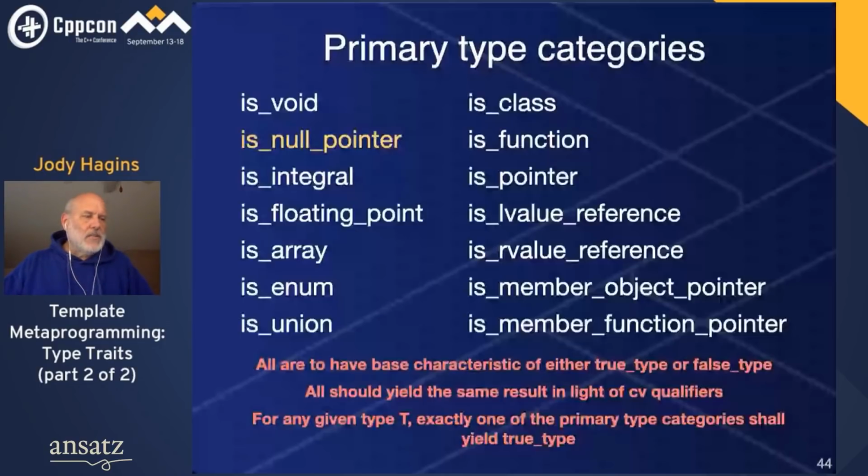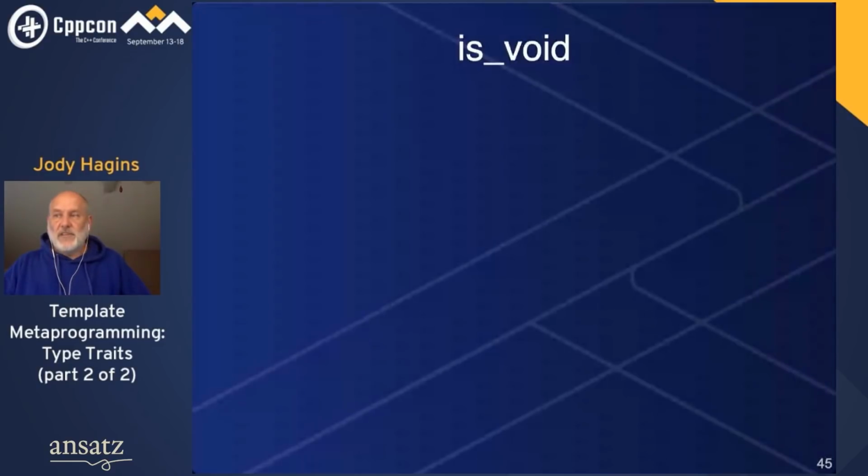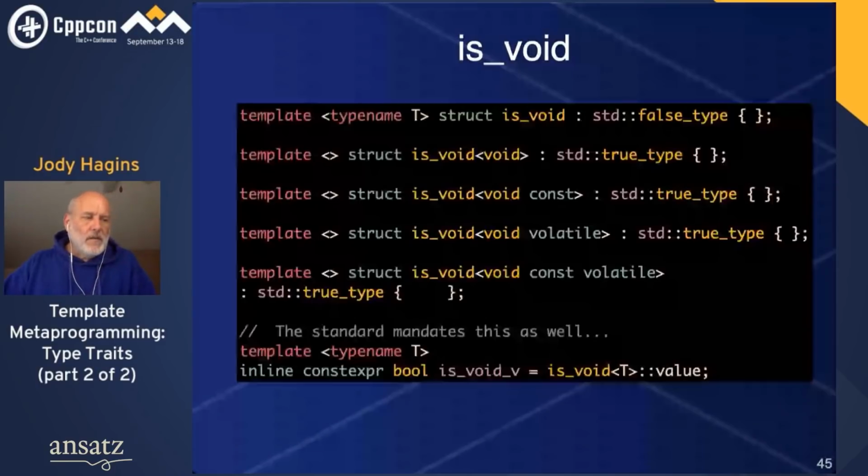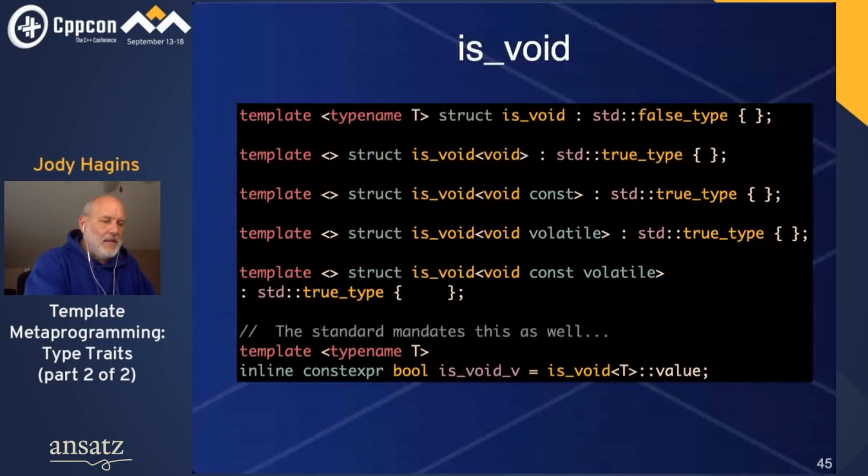So, as a reminder, we've already seen is void in the first section, and it's the first one on our list. Let's take a quick look at it. We have the primary template, and I'll review this a little because we went over it a lot last time. Then we have an explicit specialization for void const, for void volatile, and for void const volatile. So we've got an explicit specialization for all of those CV qualifiers, and now every one of them will return the same type whether they have the qualifiers or not.